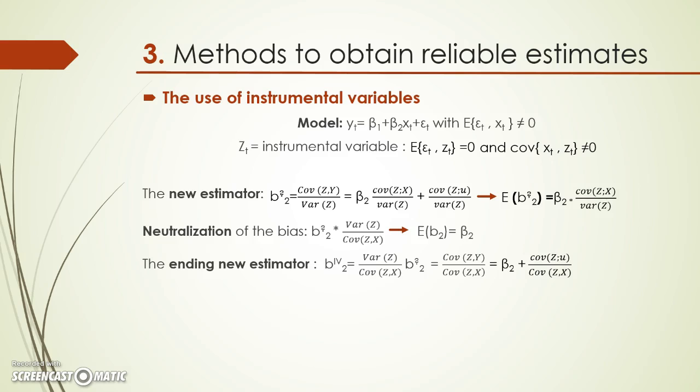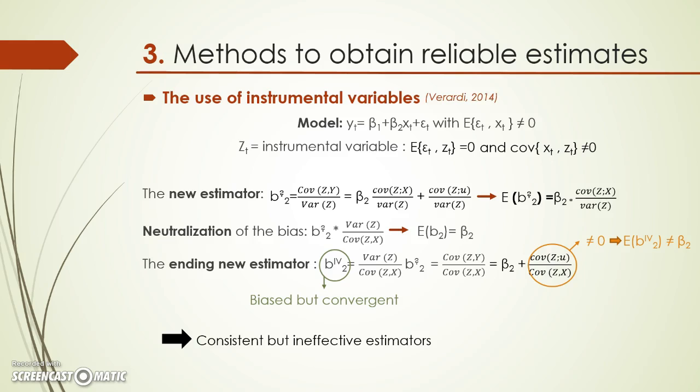Because of the link between u and x, the estimator remains biased, but it's convergent because when the number of observations in the sample increases, the bias is less important, and so the IV estimator is better than the OLS one when the model is facing endogeneity.